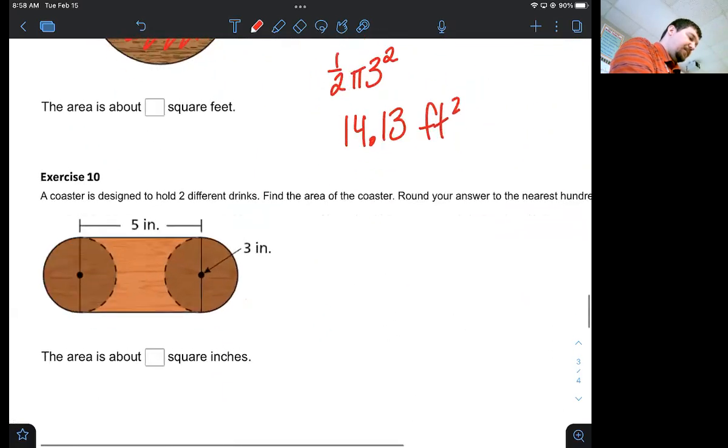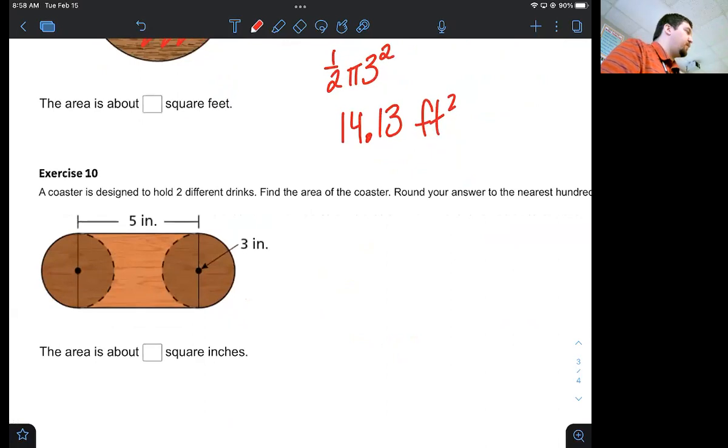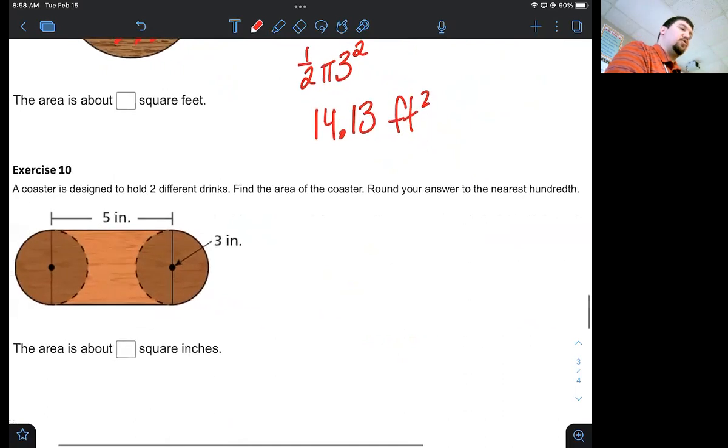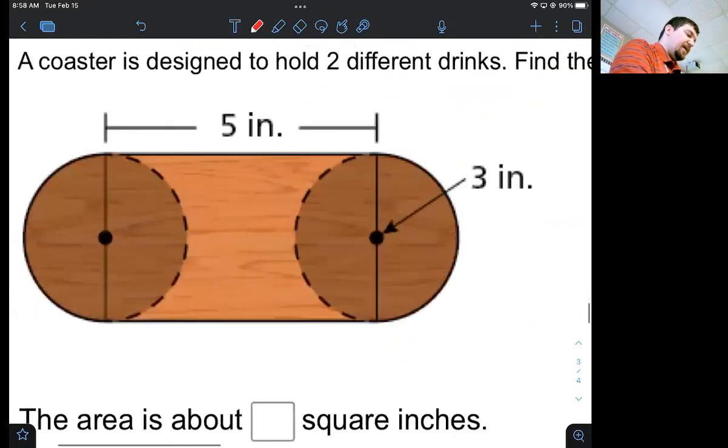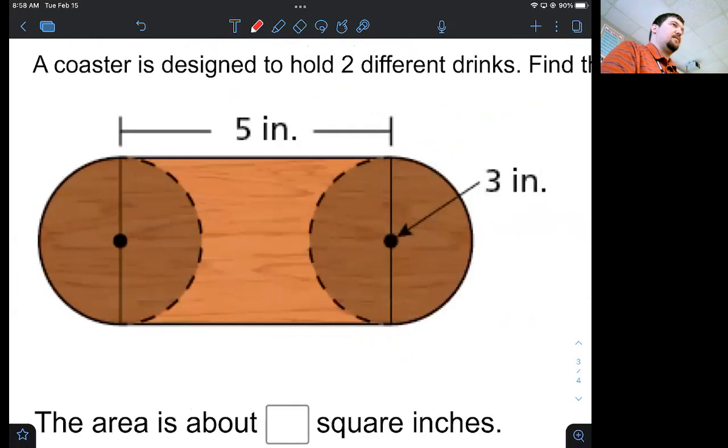Number 10, a coaster is designed to hold 2 different drinks. Find the area of the coaster rounded to the nearest hundredth. That's 2 decimal places. So again, I'm not doing sides. It's not perimeter. I'm doing area. What shapes do you see? Anna? Nice. 2 semicircles and a rectangle.